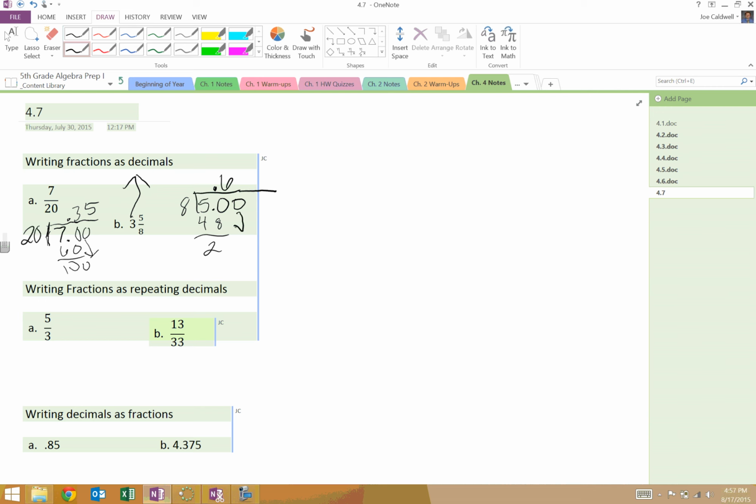Biggest mistake, people get sloppy. I know on these things it's kind of hard. Drop a 0 down. 8 times 4 is 32. 8 goes into 20 twice. 16, remainder of 4, and 0, drop it down. 8 goes into 40 five times. So don't tell me your answer is 0.625, because remember we had that 3 over there, so just tack the 3 on the front, and it's 3.625.